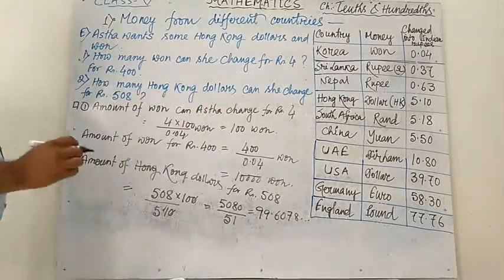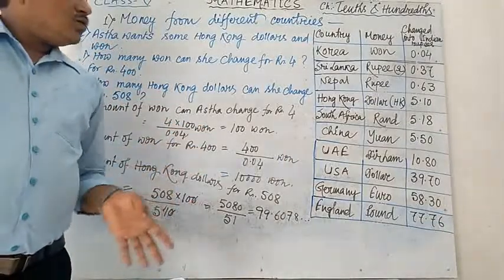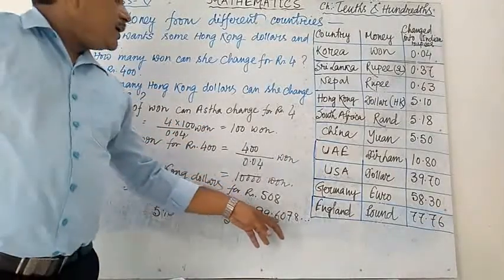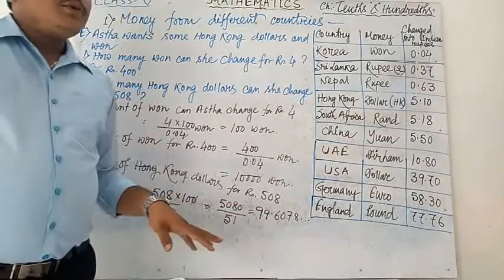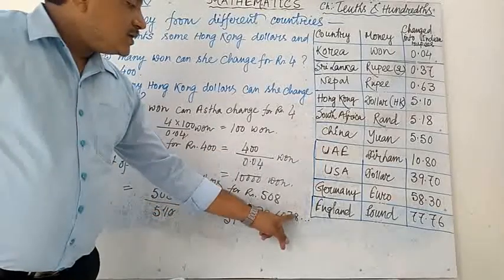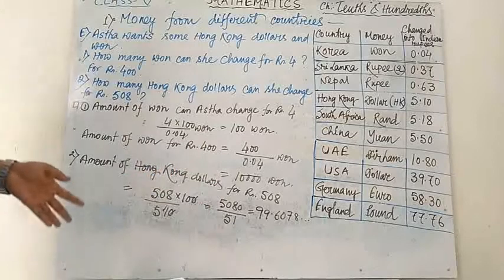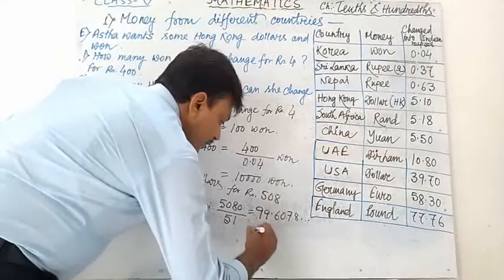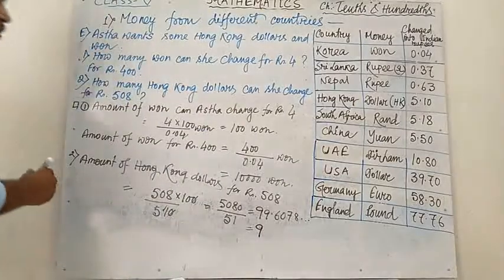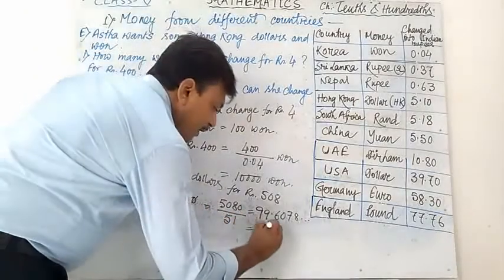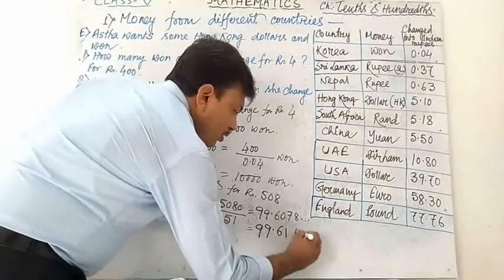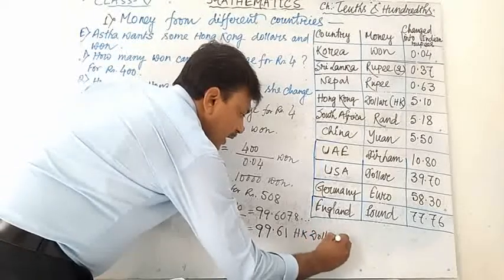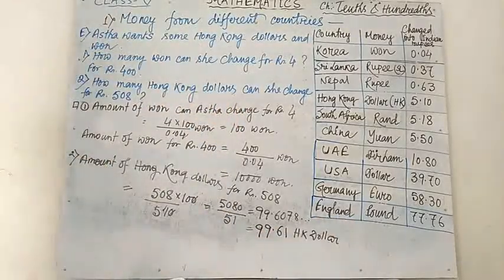Now if you divide, you will get 99.6078... For rupees and paise, we take only 2 digits after the decimal, so we have to round off. The third digit is 7, which is greater than 5. That's why its equivalent is 99.61 Hong Kong dollars.